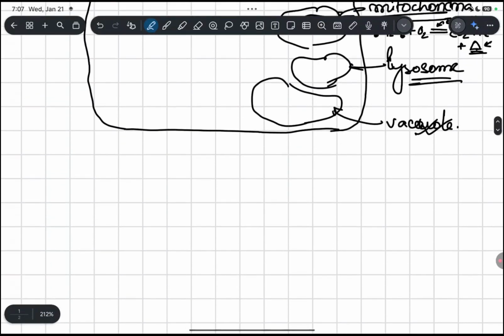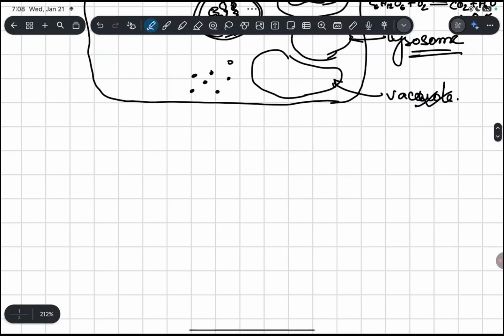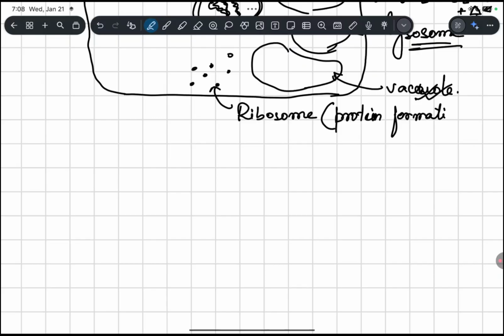Now here we have a nucleus. Here all the genetic materials are present. Then we have ribosomes. By the way, ribosomes are non-membrane bound organelles. Here, mitochondria is membrane bound. Lysosome is membrane bound, but ribosome does not have any membrane as such. The main function of a ribosome is protein formation, and by protein here I mean enzyme. All enzymes are basically proteins only, but all proteins are not enzymes, right?